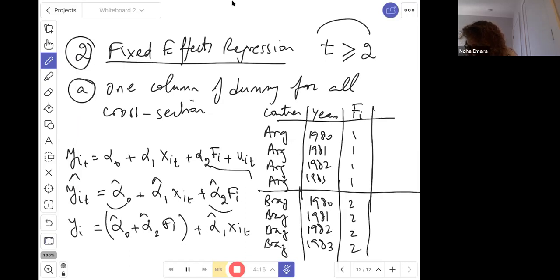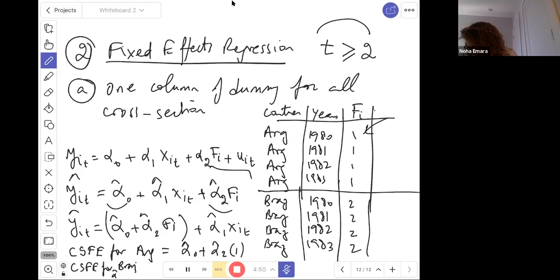Now if I'm asking you what is the cross section fixed effects for Argentina, you would go here and say, okay, Argentina is taking 1, so the cross section fixed effects for Argentina is equal to alpha hat 0 plus alpha hat 2 times 1. And the same for the cross section fixed effects for Brazil is going to be equal to alpha hat 0 plus alpha hat 2 times 2. And of course, after we estimate, we would have numbers for these alphas. So you just add them up, right? And that's it.